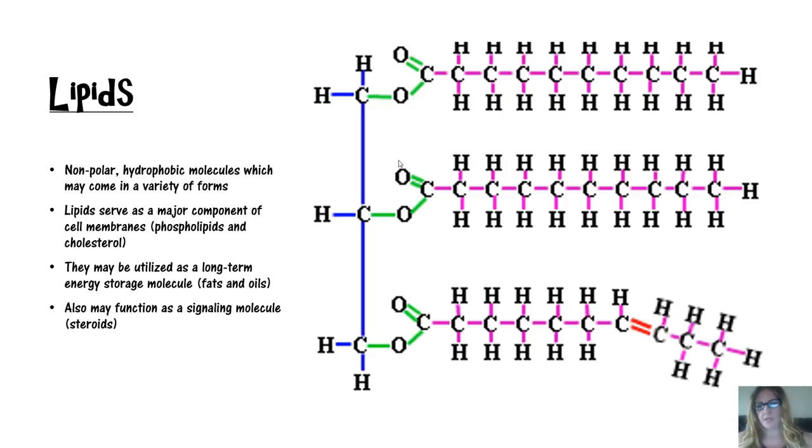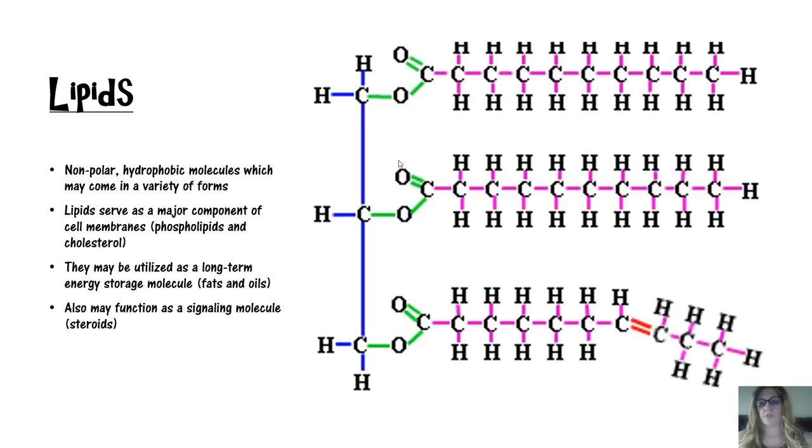So the lipid is not a true polymer like the other ones are. It's important to keep in mind that lipids are always going to be nonpolar. They're always going to be hydrophobic. Okay. They are very important structures because they make up our phospholipids, of course. They are great for long-term energy storage, all right? So these are our fats, our oils. They're also used as signaling molecules like steroids, for example. Most of our fats come in the form of triglycerides, and that's what this is here.